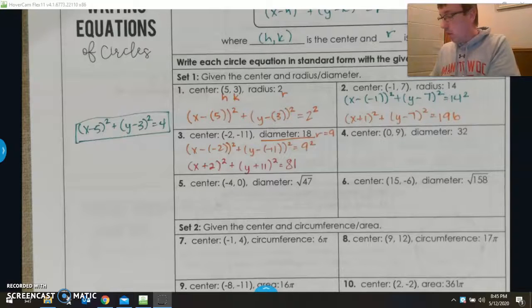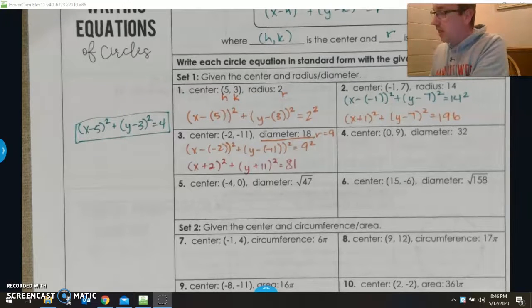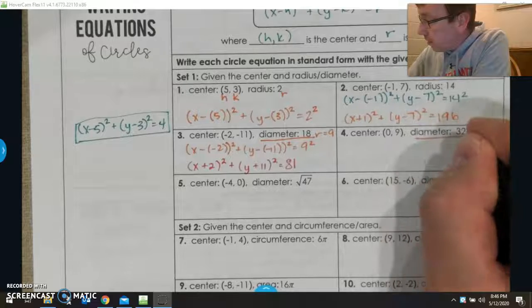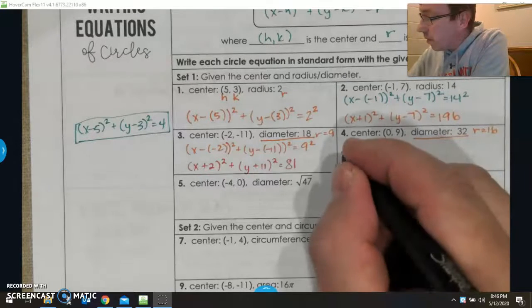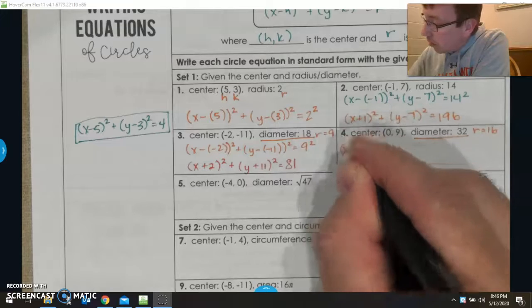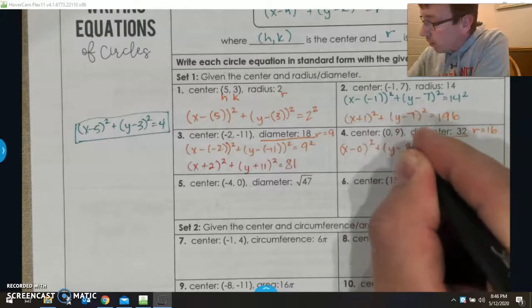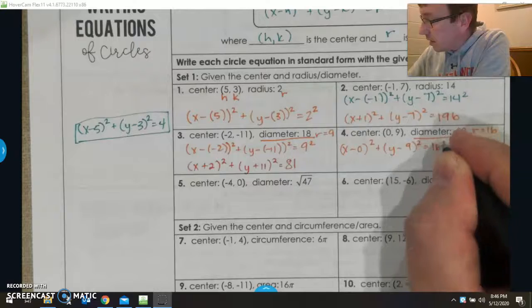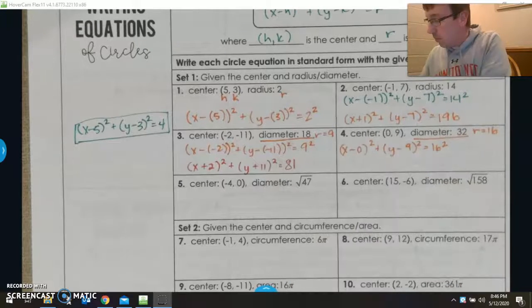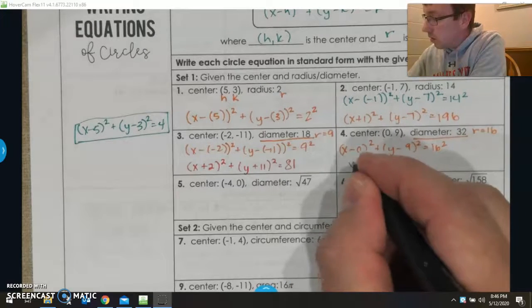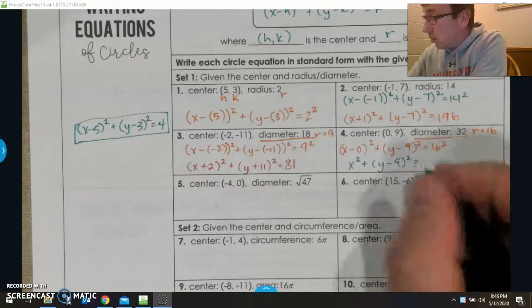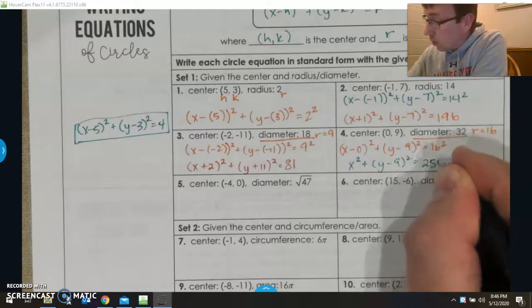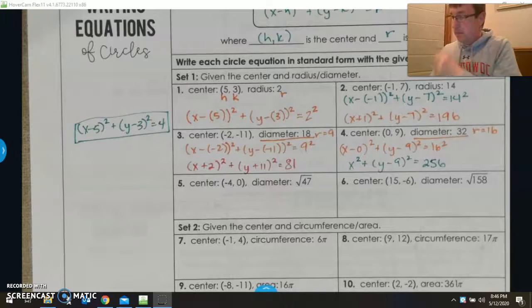Now, one last one that we're going to talk about here. If we take a look at number 4, again, it says my diameter is 32. This means my radius will be 16, half the diameter. So (x minus 0) squared plus (y minus 9) squared is equal to 16 squared. So this will simplify to x squared, just get rid of the 0 there, plus (y minus 9) squared is equal to 16 squared. 16 squared is 256.